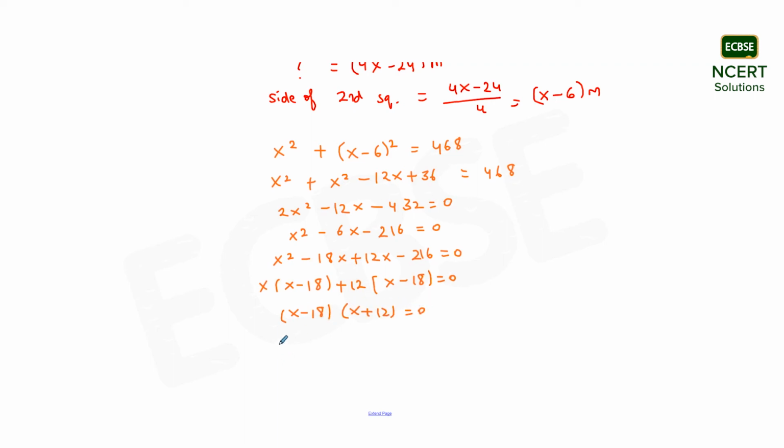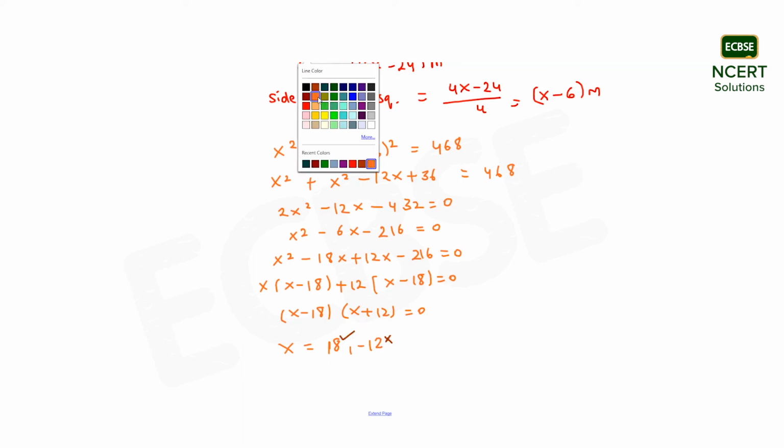So I get two solutions for the variable x: 18 and minus 12. That is, x can have the value 18 as well as minus 12. But as we know, length cannot have a negative value, since length is always a positive quantity. So x equal to minus 12 is not possible, and the only possible solution is x equals 18.